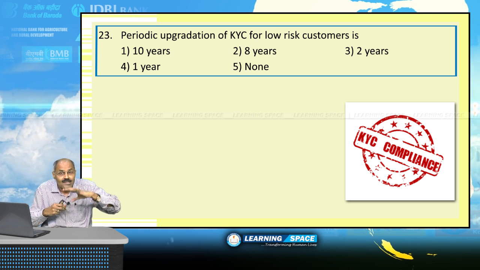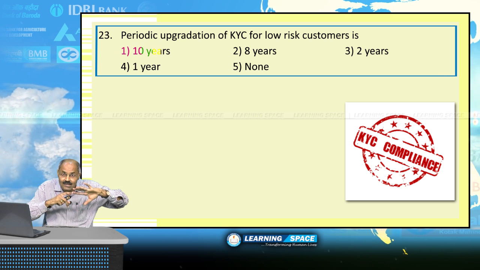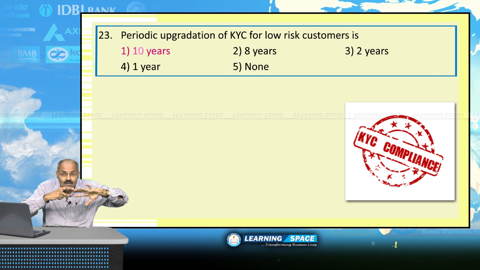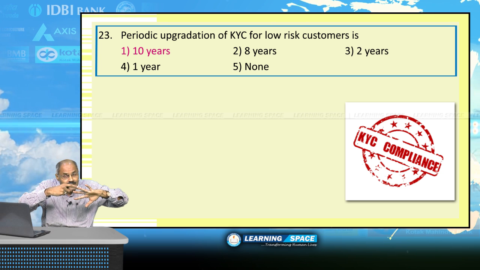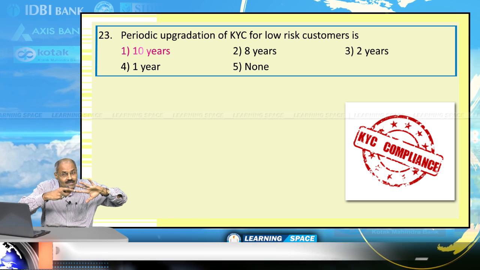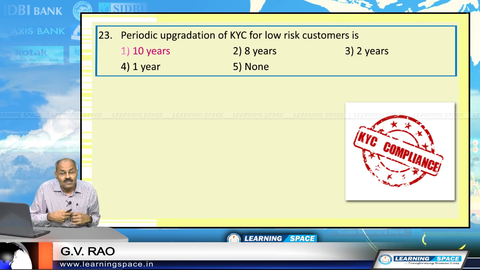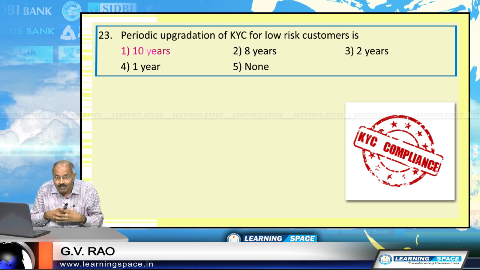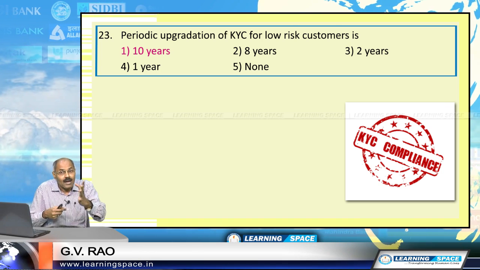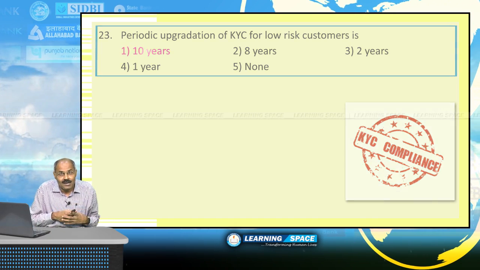For low risk customers, KYC periodic verification is 10 years. For medium risk customers, it is 8 years. For high risk customers, it is 2 years. Please don't forget. 10 years for low risk, 8 years for medium risk, 2 years for high risk. This classification of low risk, medium risk and high risk is made as per anti-money laundering. Right friends, look at the last question of this question and answer session.